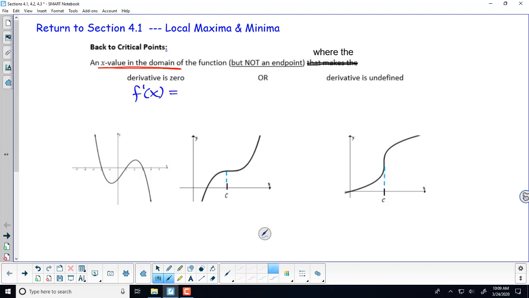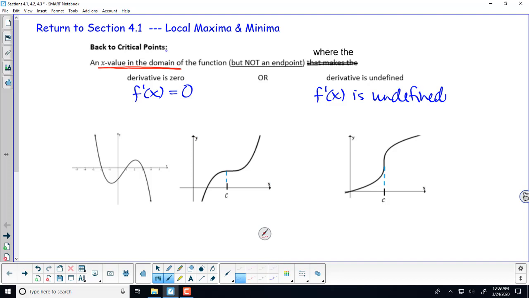So if we substitute that critical point into the first derivative, we get 0, or where the first derivative is undefined or does not exist. We did not talk about that before we left, so we'll go there in just a minute.